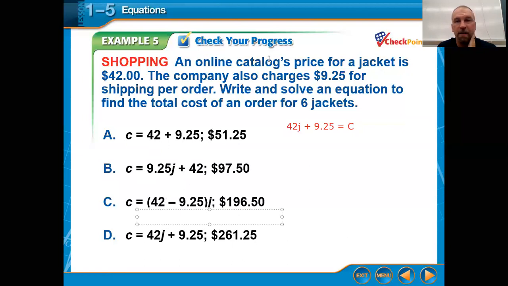And if I click it, you'll find out the answer is D, because you would take 6 jackets and put it in for J and multiply it by 42, add 9.25.